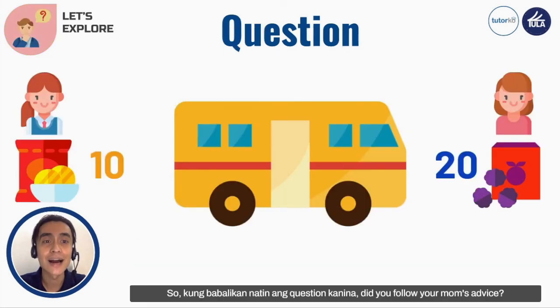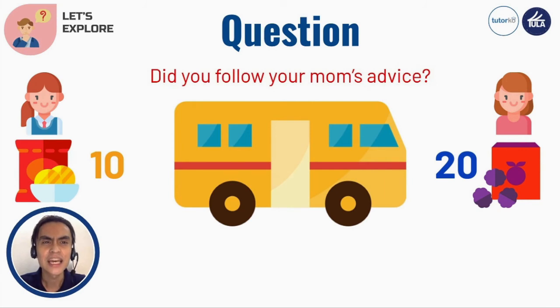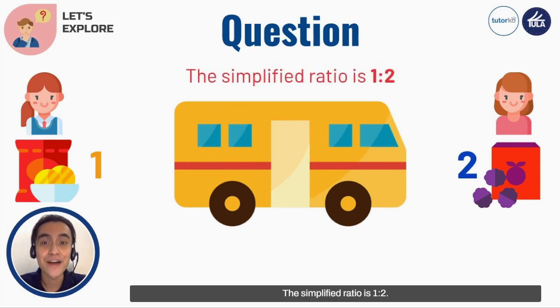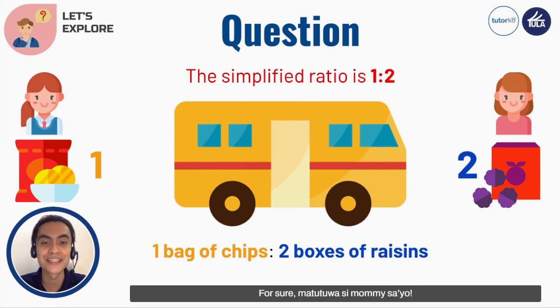So kung babalikan natin ang question kanina, did you follow your mom's advice? In math terms, what is the simplified ratio of 10 is to 20? The simplified ratio is 1 is to 2. Ibig sabihin, for every bag of chips, meron kang 2 boxes of raisins. So, yes, you definitely followed mommy's advice. Sa katunayan, you practiced proactiveness at nagkusa kang damihan ng raisins mo. For sure, matutuwa si mommy sa'yo.